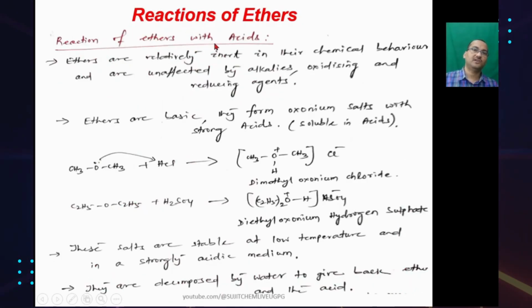Then reactions of ethers with acids. Ethers are relatively inert in their chemical behavior and are unaffected by alkalis, oxidizing and reducing agents. But ethers are basic in nature. They form oxonium salts with strong acids. So you can see this is the ether. Oxygen has a lone pair of electrons, so that can act as a nucleophile. It can attack H plus, as H plus is the electrophile. So you can have this dimethyl oxonium chloride.